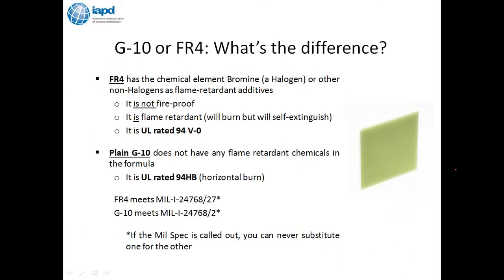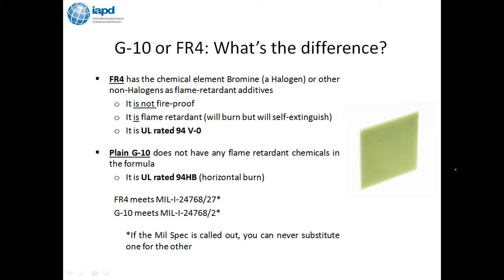G10 or FR4, what's the difference? This is probably our most popular question that we get, and we obviously made this slide a long time ago to answer those questions. I'm going to read the top line for you. FR4 has the chemical element bromine, which is a halogen, or some other non-halogen materials, which act as flame retardant additives. And flame retardant is obviously the key word there, and gives you the FR in FR4.